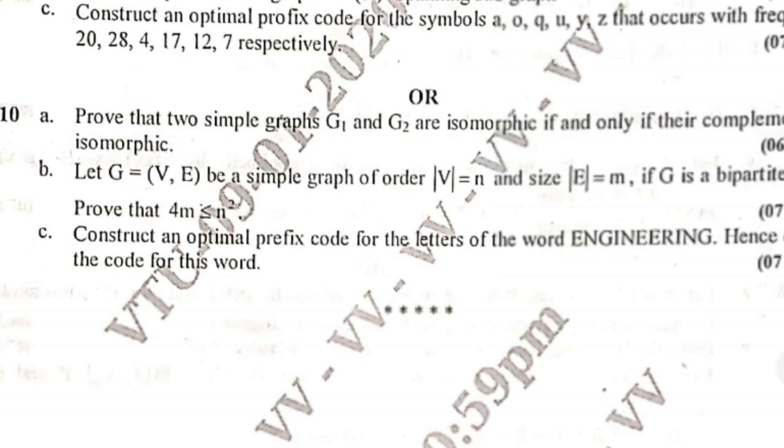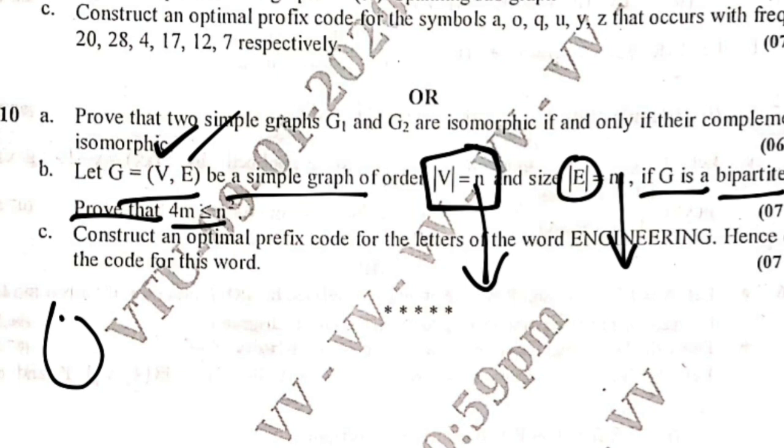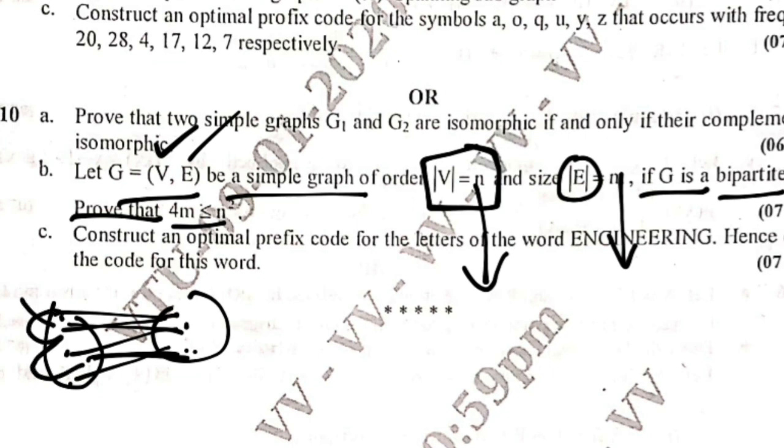Coming to the second question: let G equal (V, E), the vertices and edges, be a simple graph of order V equal to N. So N is the number of vertices and E is the number of edges, which is M. If G is a bipartite graph, prove that 4M is less than or equal to N square. For a quick demonstration, a bipartite graph will have two sets and the connections will be made between the opposite sets. There will be no connection between the elements of the same set. This is not possible.